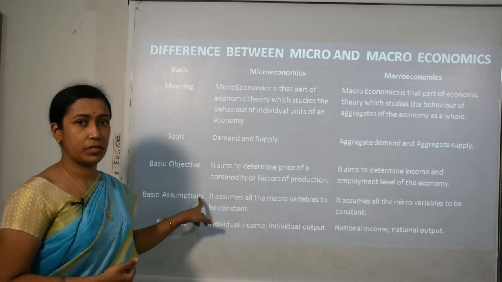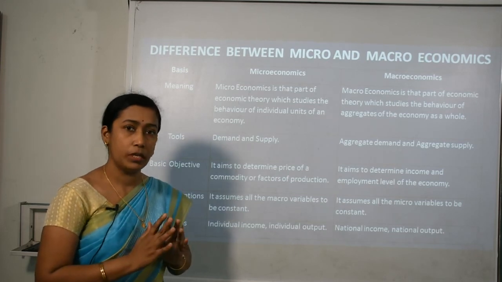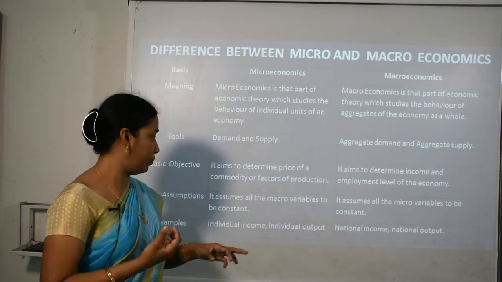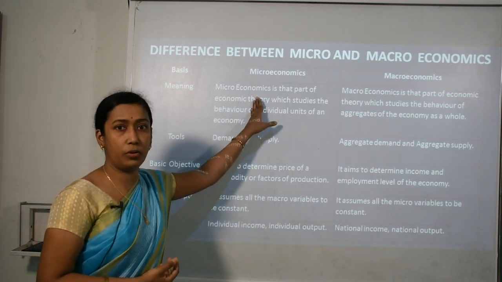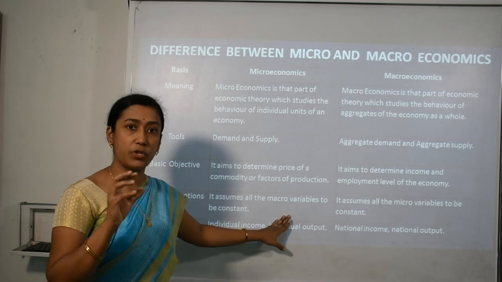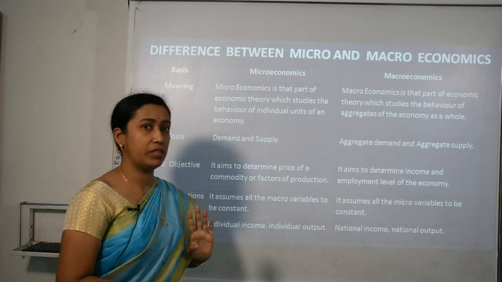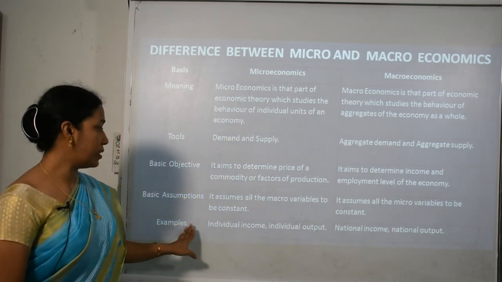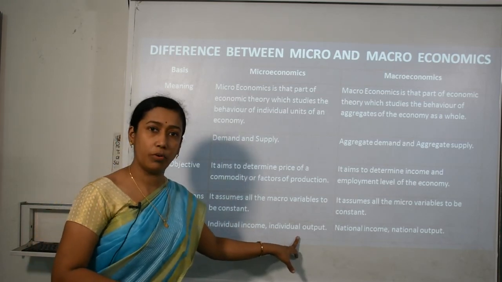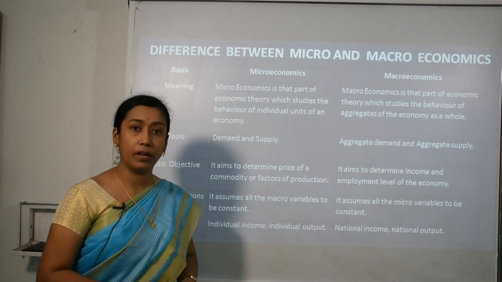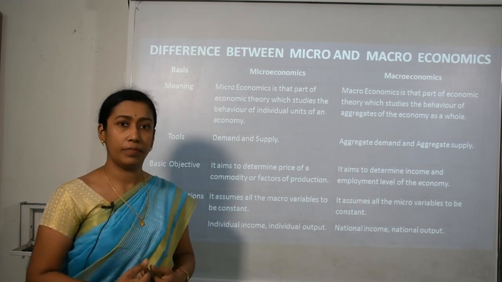Now, basic assumptions. When we say assumptions, it means whatever we are assuming, there is no certainty to it, we just assume this. It assumes all the macro variables to be constant. That means if it is micro, it assumes that all macro variables should be constant. If it is macroeconomics, it assumes that all micro variables must be constant. Now last is examples. In microeconomics, it is individual income or individual output, whereas in macroeconomics, it can be national income, because it is studying the aggregate as a whole. So it can be national income or national output.